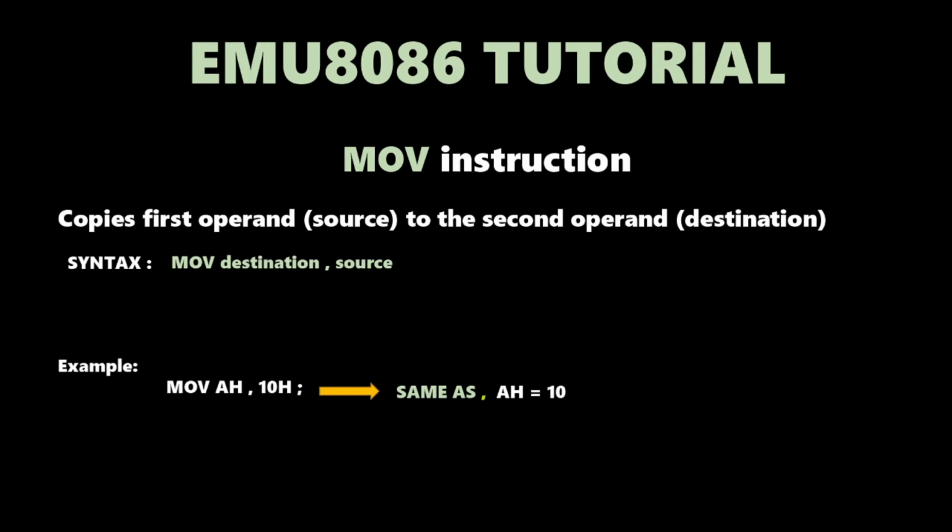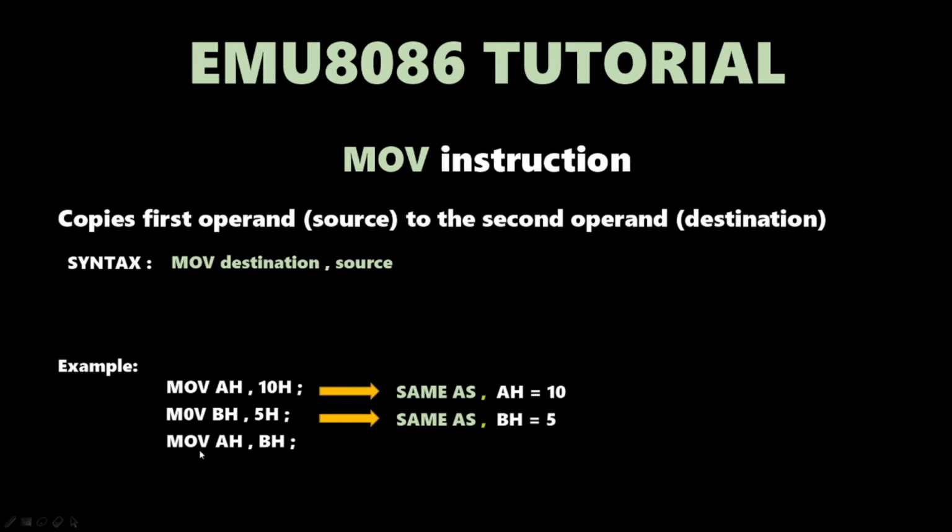Similarly, let's see another example. MOV BH, 5H. Now what this will do is, it will store the value 5 inside the BH. So it is the same as writing BH equals 5 in any higher level language. Let's see another example.